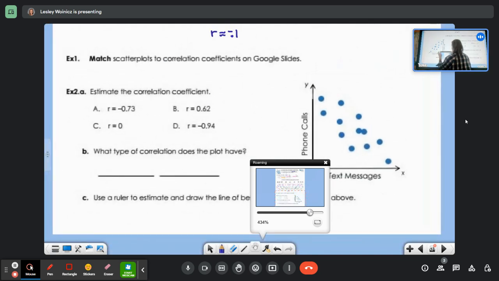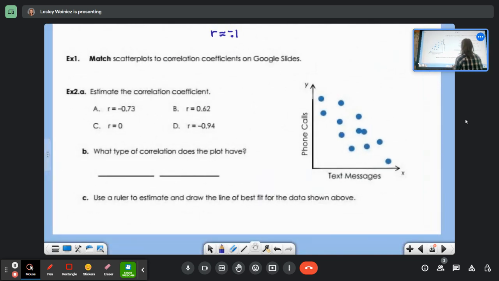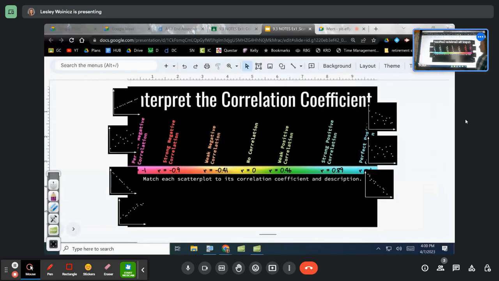Next we're going to do some matching in Google Slides. If you go to your Google Classroom, this should be assigned to you. It's 9.3, example 1, and you will have access to it. You can see that I have some scatter plots and then a number line with the R values, and we're going to move the scatter plots to their correct spots.